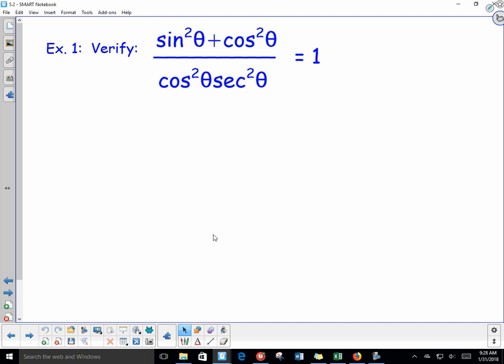And all of these examples that we're going to be doing are on the 5.2 gift. So if you don't have that in front of you, please print it out or pull it out and go ahead and start working with me on these.